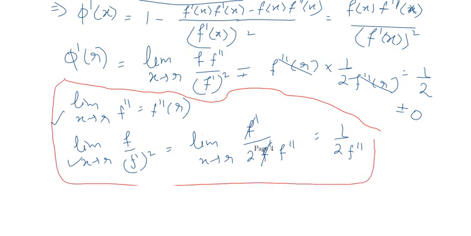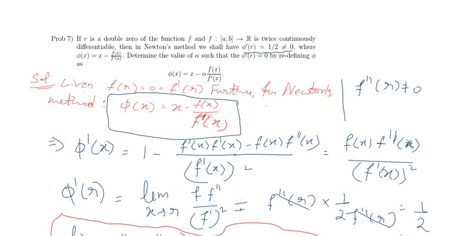Okay, so phi dash of r is non-zero now. Again, you have to determine the value of alpha such that phi dash of r is 0 by redefining phi as follows. So again you have to proceed in a similar manner, and certainly you have to find phi dash of x.